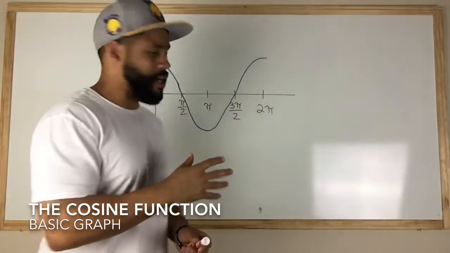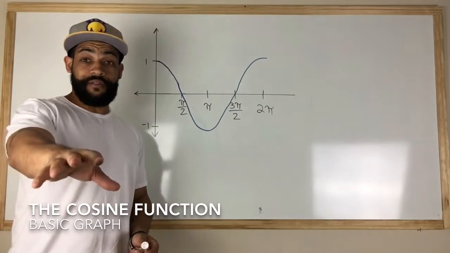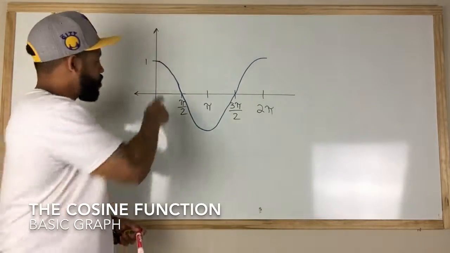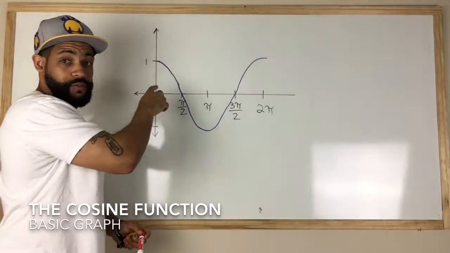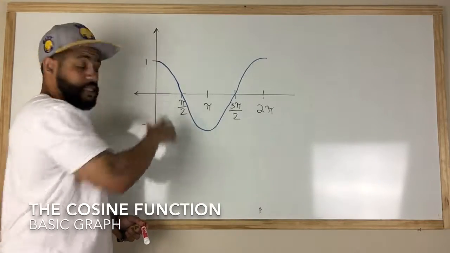If you look at the graph behind me, notice that this graph is not the same as the sine function, okay? So notice if we look at the origin of the graph, it actually starts at a maximum point versus the sine function started at the origin, which was at the center point.